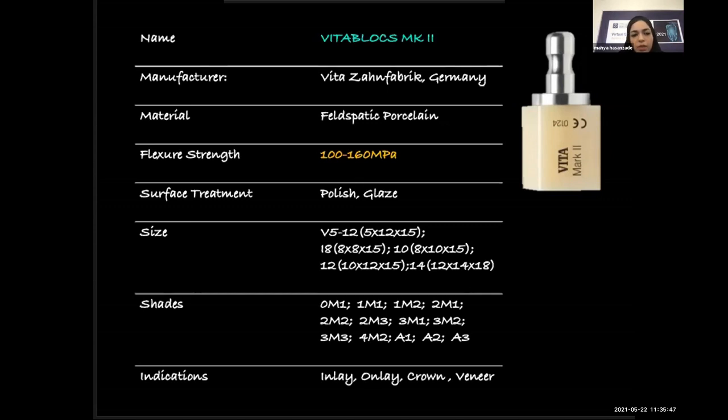Vita Block Mark II is available in different sizes and shades, and Vita company offers its blocks in the shades of the Vita 3D Master Shade Guide. The indication of the Vita Block Mark II is for small aesthetic reconstructions, inlays, onlays, crowns, and veneers. Whenever you have enamel around your preparation, then the Vita block blends perfectly into the remaining tooth substrates.